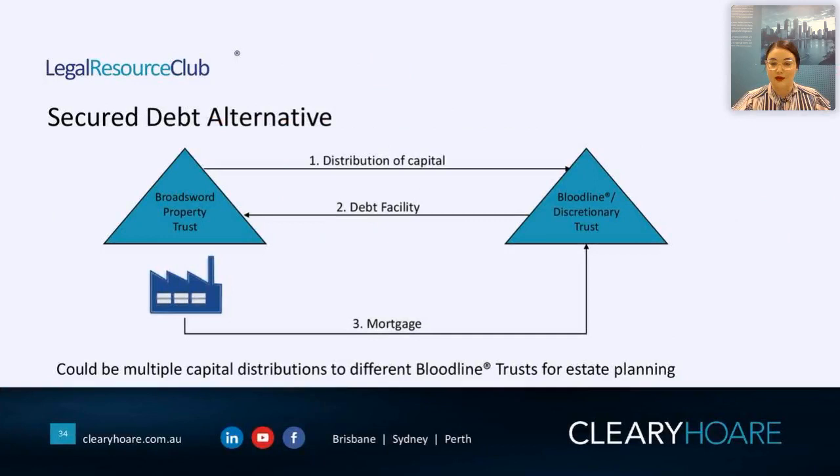So this is just another little diagram showing what we do here. Again, very similar to the individual asset protection that we do and would have discussed last seminar, in relation to the gift of capital. So what we're going to see here is Broadsword Property Trust distributing that capital over to a new discretionary trust, and then that being lent back to the trust. And obviously we're going to take that mortgage to give ourselves that secured creditor position.